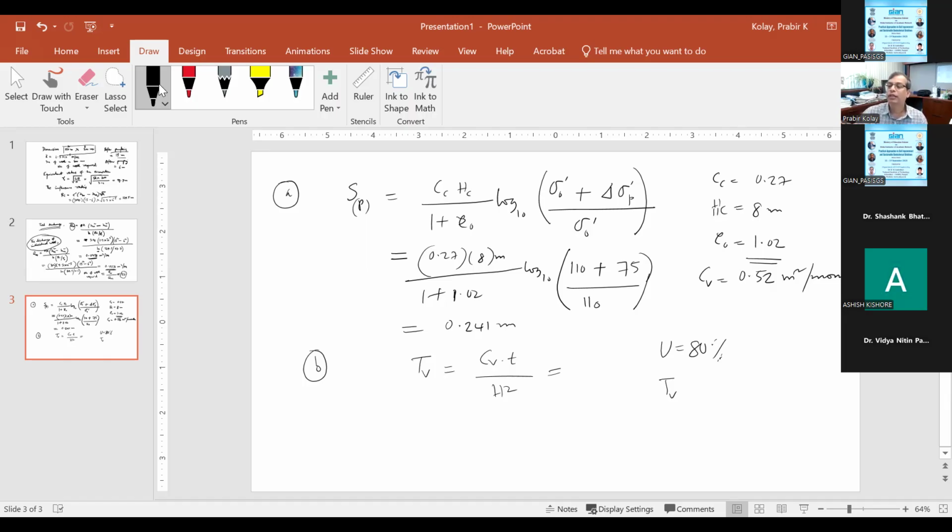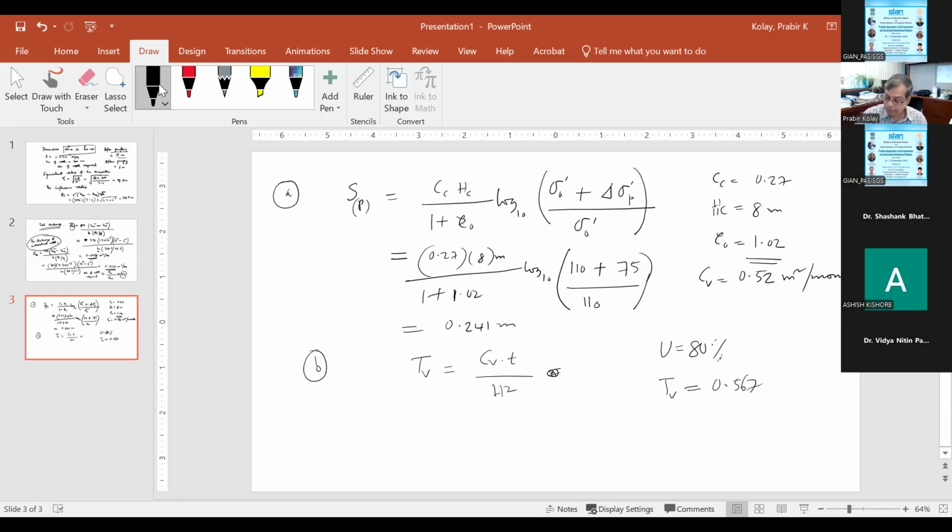When U is less than 60%, then Tv is equal to pi by 4 times U by 100, whole square. That is the one. Another one, if it is more than 60%, there is another equation to find out the Tv, the time factor. So you can use the standard table also. For 80%, I'm just going to write that from the table, Tv or time factor is 0.567.